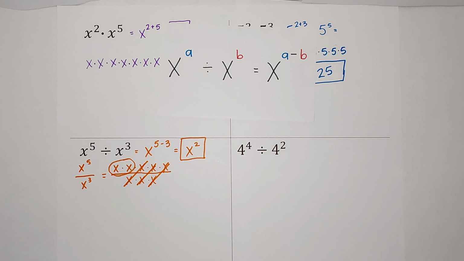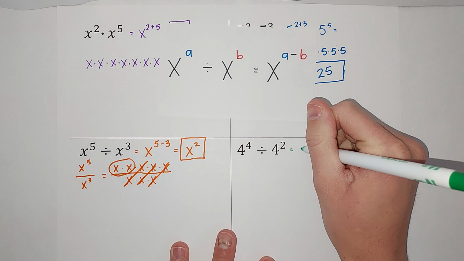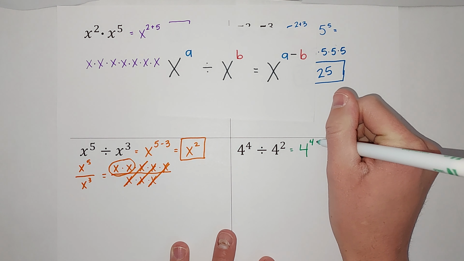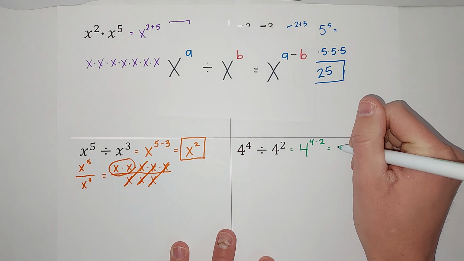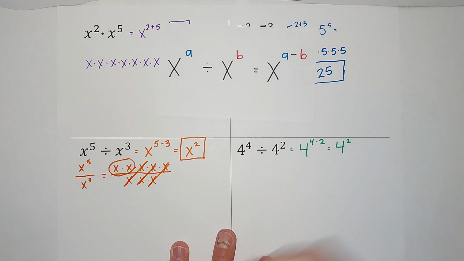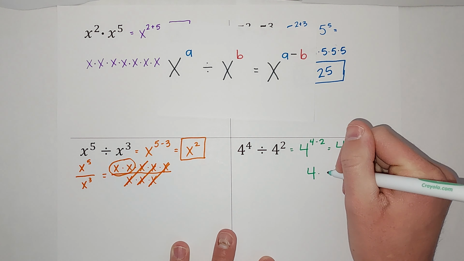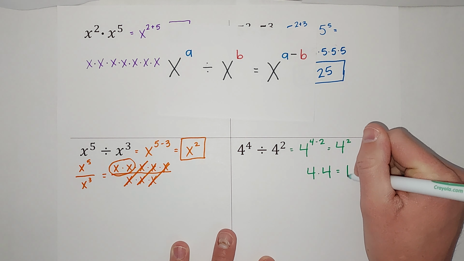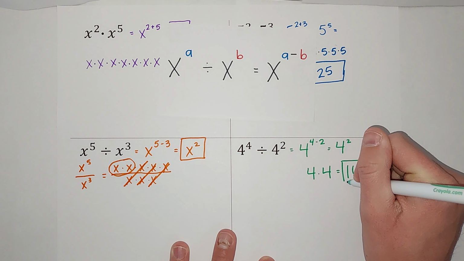Let's do one more with a number instead of a variable. Just a reminder that this works only when the base numbers are the same, okay? All right, here we go. So if I follow this, I got 4 to the power 4 minus 2, which when I do 4 minus 2, that is 4 squared. Remember, this does not mean 4 times 2. It means 4 times 4, which gives me 16.